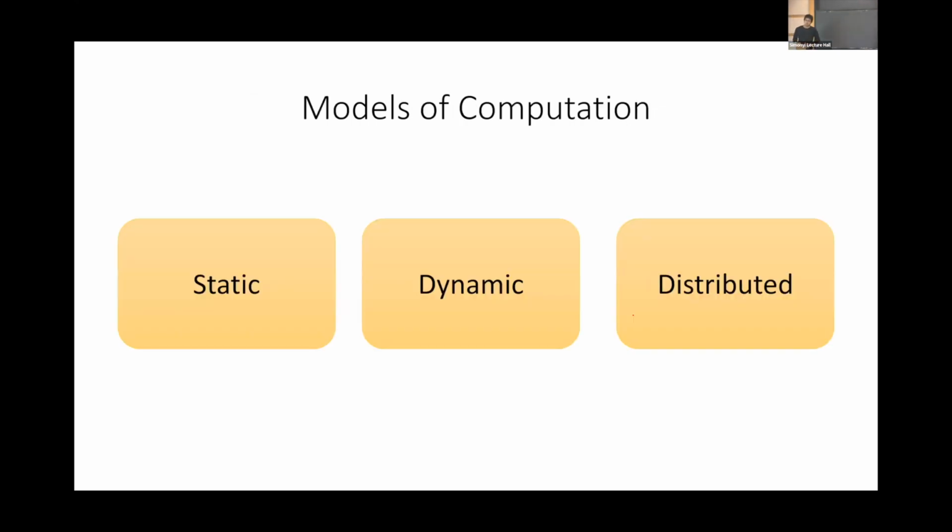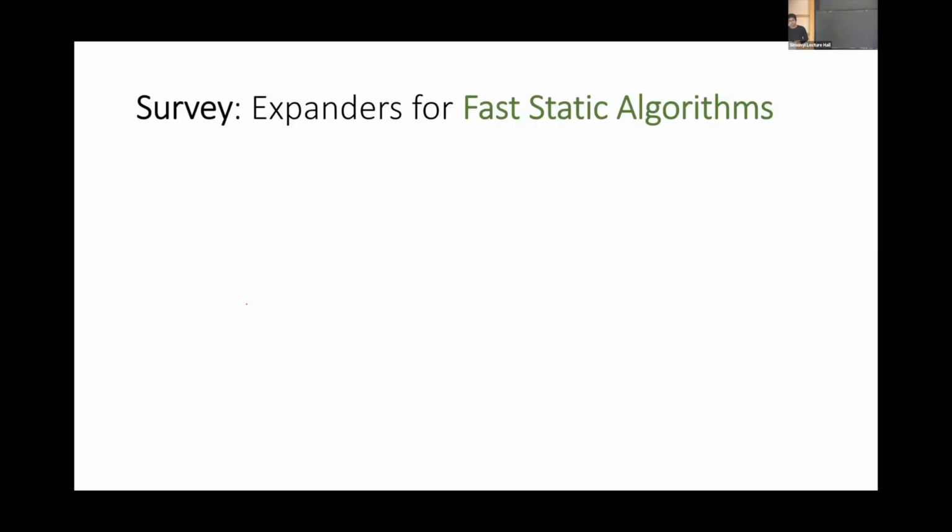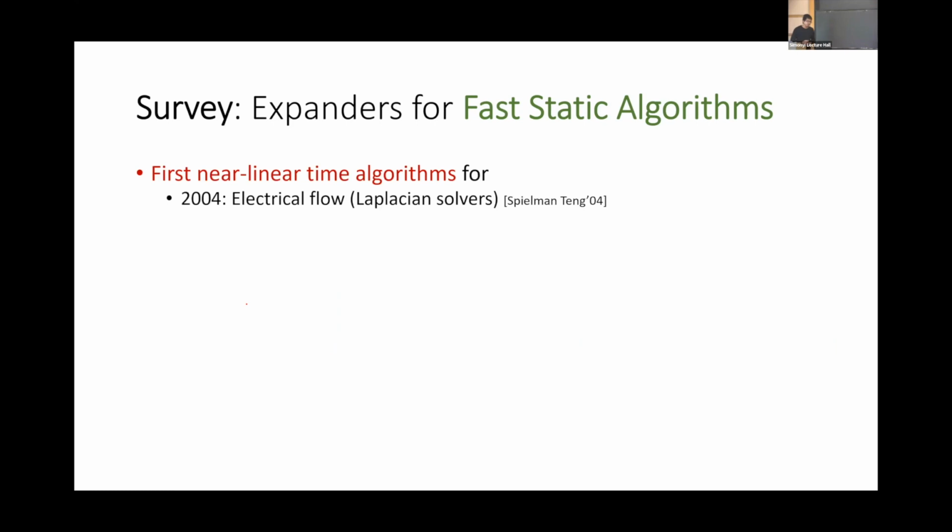All right, so now let me kind of go through quickly how expanders have been used in several models of computation to get fast algorithms. The first one is the static model, which is just the classical model of computation. You have input, you output some output.